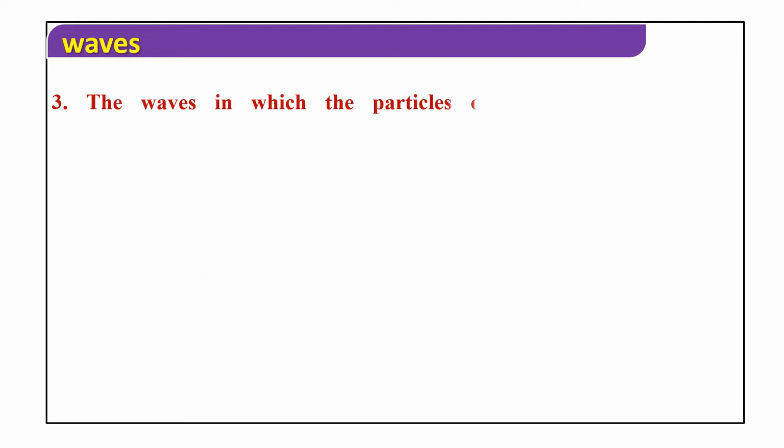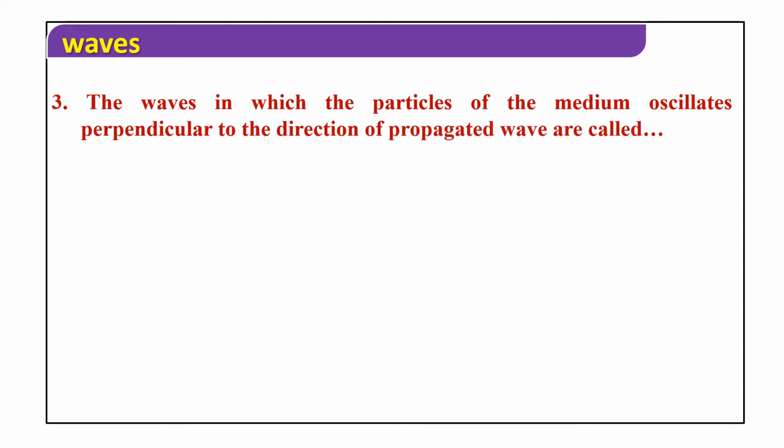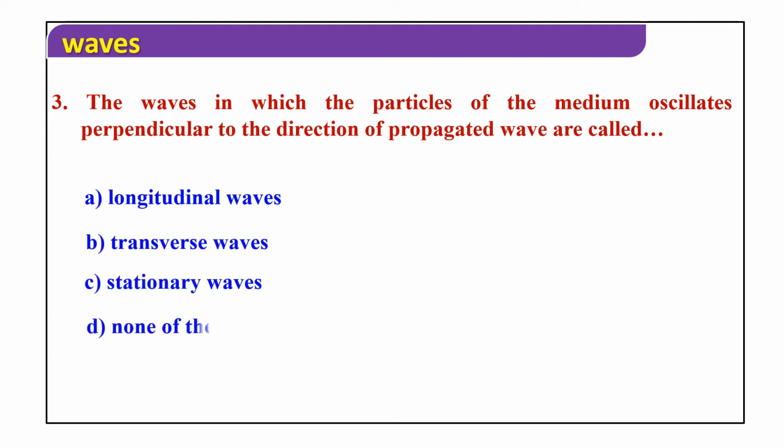Next, the waves in which the particles of the medium oscillate perpendicular to the direction of propagation of the wave are called longitudinal waves, transverse waves, stationary waves, or none of the above? Here, the waves in which the particles of the medium oscillate perpendicular to the direction of propagation are called transverse waves.